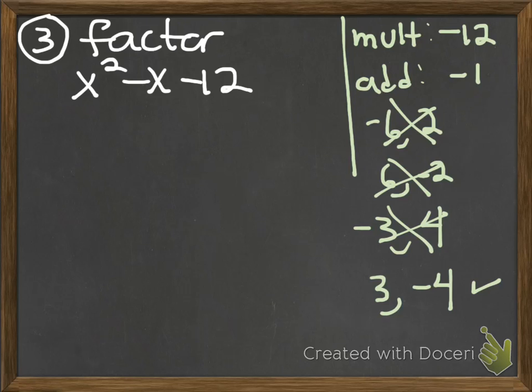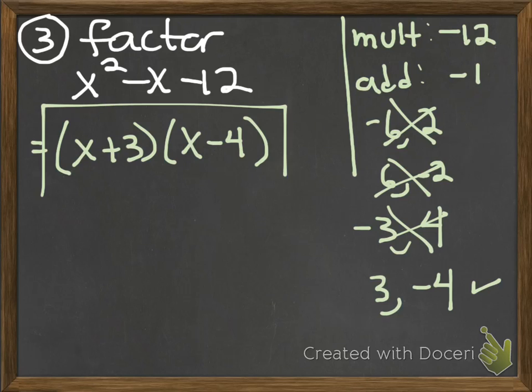Okay, so sometimes it just takes a little bit longer for us to find those numbers. It's a little bit of a number game. You just got to be patient to make sure you're searching for those numbers. And always check your work. So now I've got my answer of x plus 3 times x minus 4. Of course, you better check your answer by FOILing that.